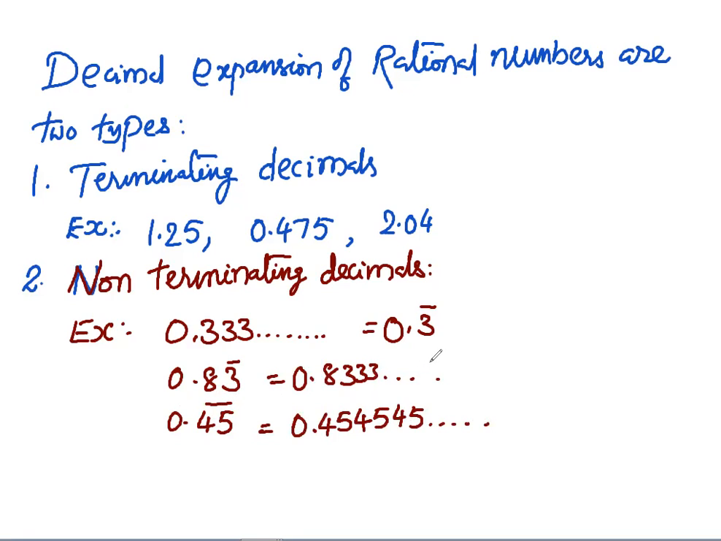These decimals also can be written in p by q form. In this way, rational numbers are two types here. Those are terminating decimals and non-terminating but repeating or recurring decimals. So now let us learn how to convert terminating decimals into p by q form.